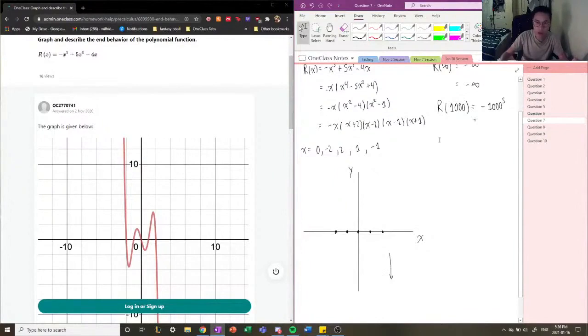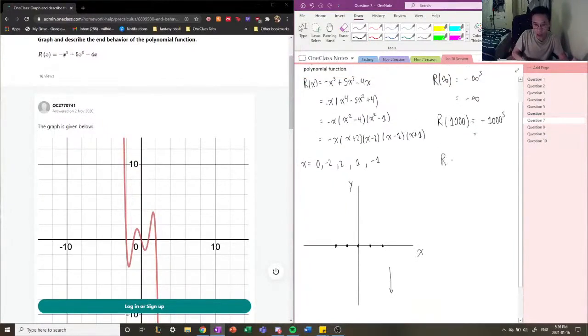Okay, how about the other way around? What if we plugged in negative infinity, or negative 1,000? Then we would have negative times negative infinity to the power of 5. And we know that when a negative number is raised to an odd exponent, it retains its negative sign. So negative infinity to the power of 5 is negative infinity, and with the leading negative we get positive infinity. So we have identified that as x tends towards negative infinity, the function heads towards positive infinity. So it's going this way. Okay, now that we have our end behaviors in sight, we can draw our polynomial.